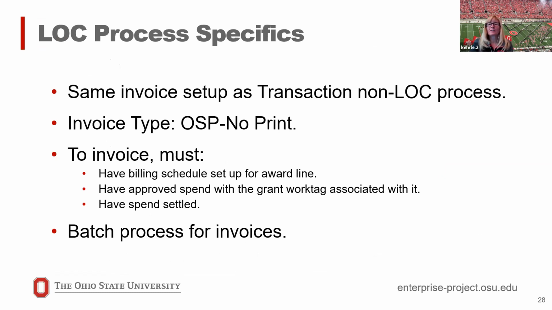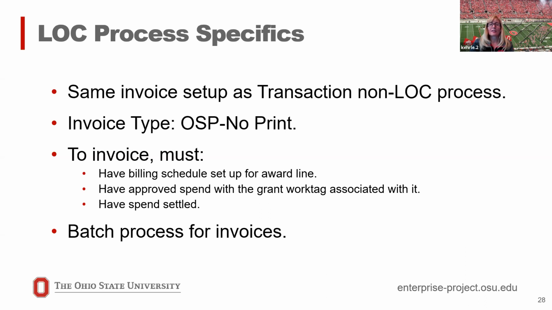To create invoices for LOC drawdowns, we do use the same process that we used in the last section for transaction or non-LOC awards. Both types of awards involve invoicing for expenses as they have posted or settled already on the grant. LOC does not have its own invoice type. So we use OSP, no print. And basically that's because we do not send invoices to the sponsor for our letters of credit.